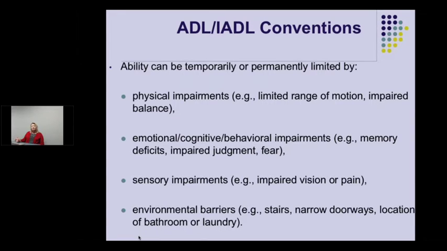You want to look at things like range of motion and impaired balance, any kind of memory deficits or impaired judgment. If the patient has impaired vision, if they have macular degeneration and they are losing their vision, this obviously causes a safety concern. And then environmental barriers. Do they have stairways, or do they have narrow doorways and they can't get their walker through? What is the location of their bathroom or their laundry? Is the bathroom upstairs, the laundry in the basement?